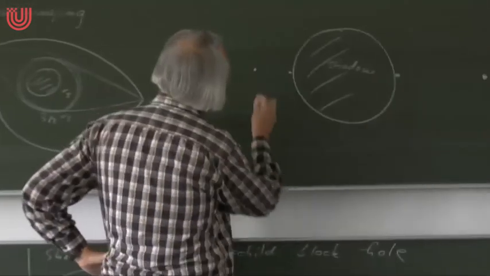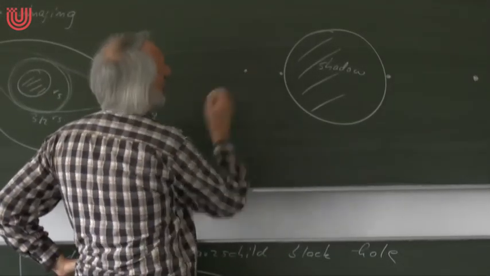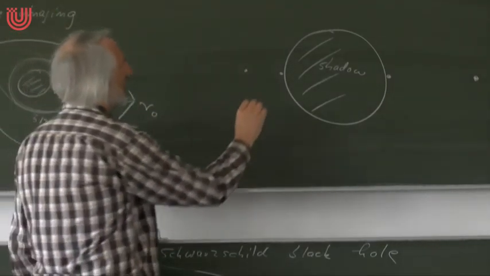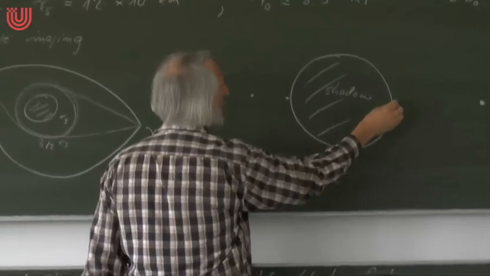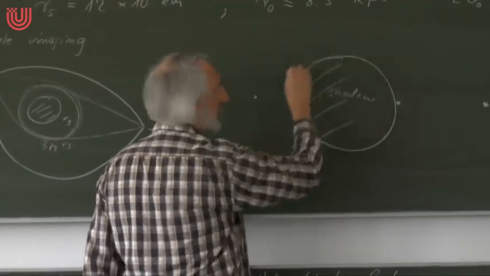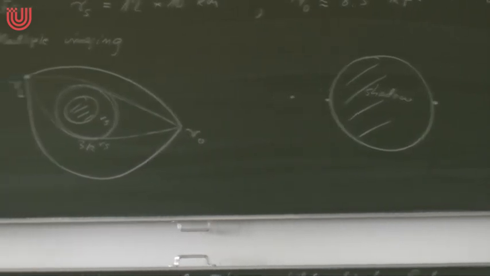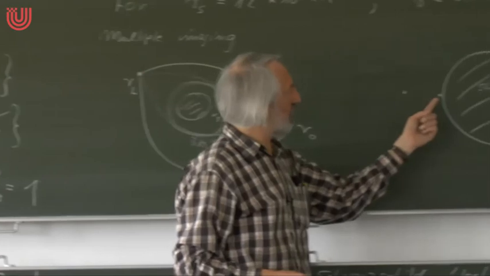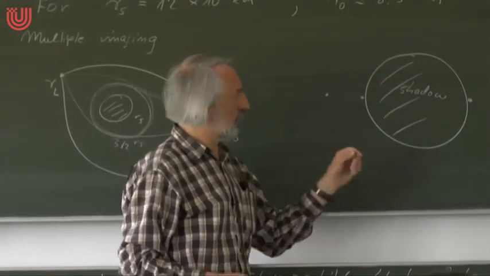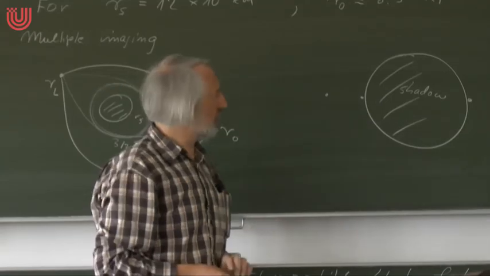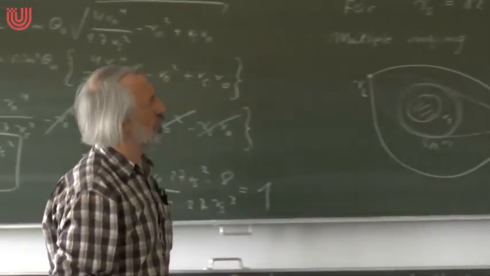Actually, I was talking here about one single light source. If you have a distribution of light sources, this means that all these higher order images together give rise to a bright ring around the shadow. This is also something which could be observable. If you have light sources distributed, say behind the black hole, more or less continuously, then all these higher order images together would be very, very close to the shadow, so they would give rise to a bright ring around the shadow. And this bright ring could also be visible.